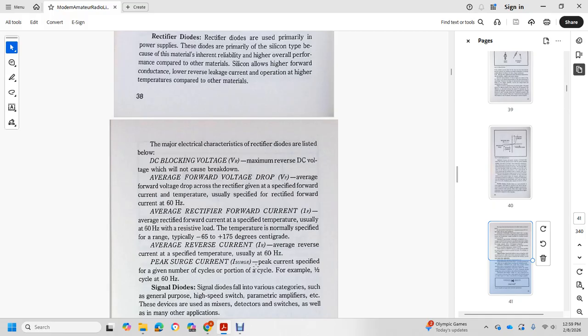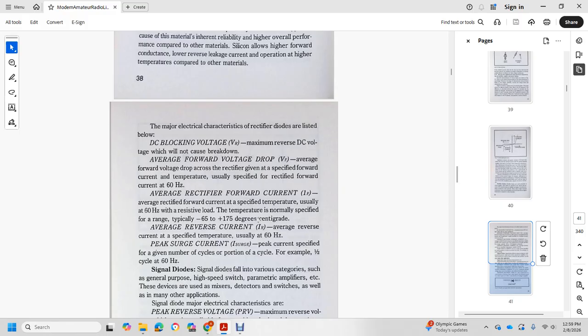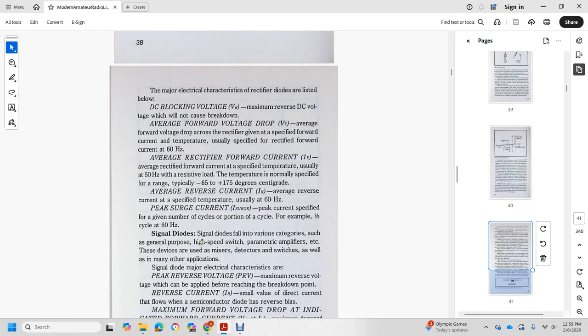Average reverse current is specified at a temperature, usually at 60 hertz. Peak surge current, or ampere surge, is the peak current surge specified given the number of cycles or portion of a cycle, for example, one half cycle of 60 hertz.